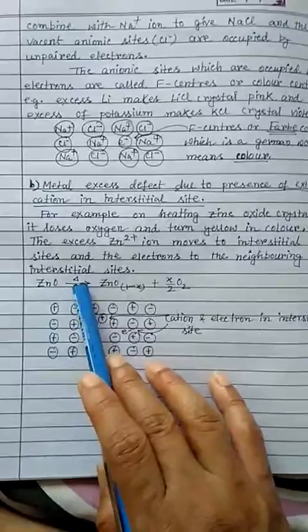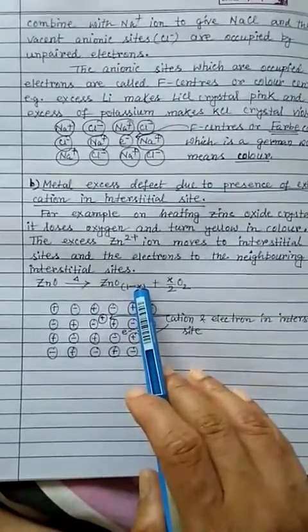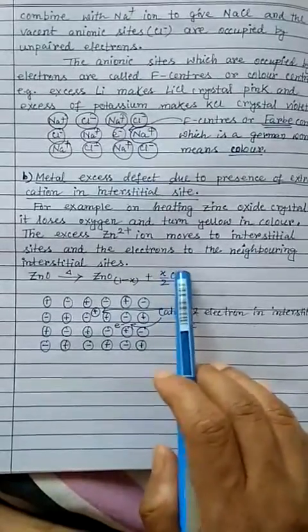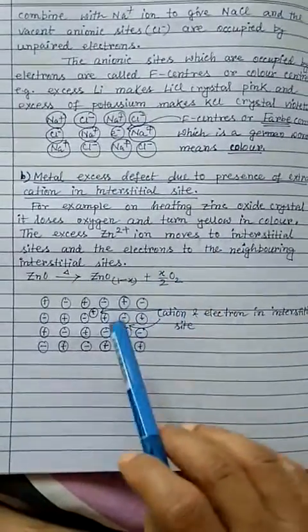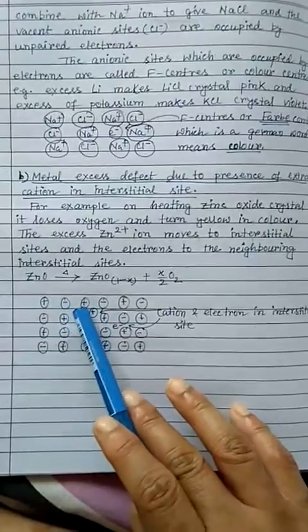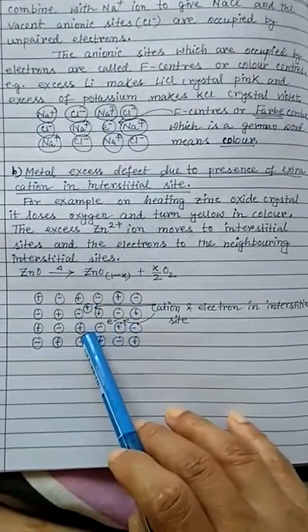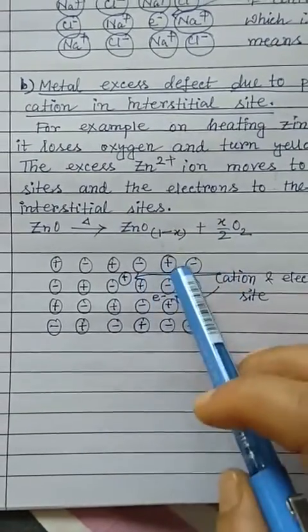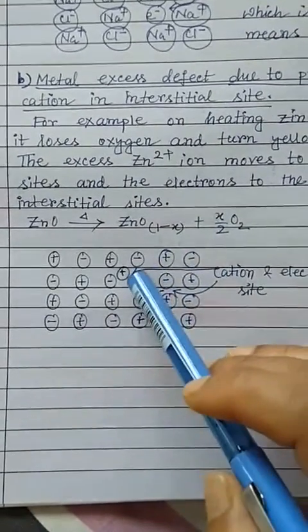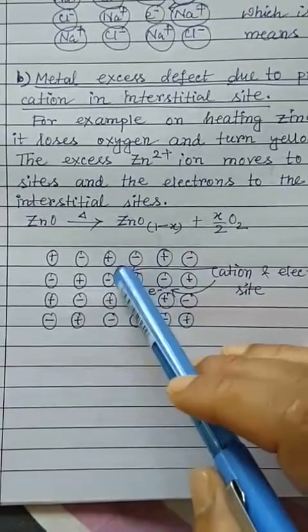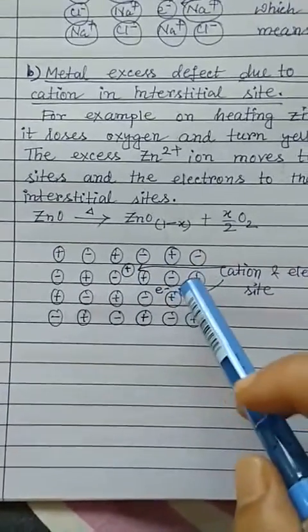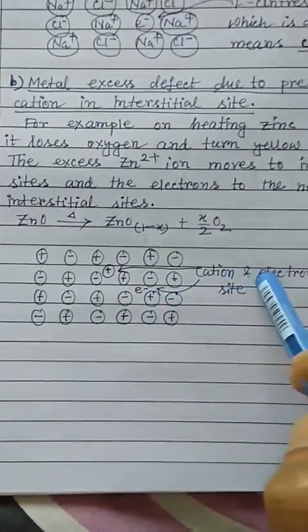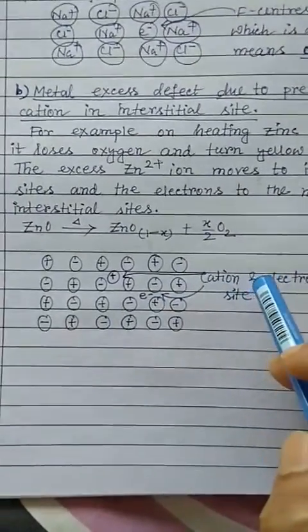This is the equation, which shows that after heating, a certain fraction x of the oxygen is missing from its sites and leaves as oxygen gas. This is the respective figure. After losing oxygen atoms, the excess Zn2+ cations can occupy the interstitial sites, and to maintain electrical neutrality, electrons also occupy some interstitial positions. In this way, electrical neutrality is maintained.